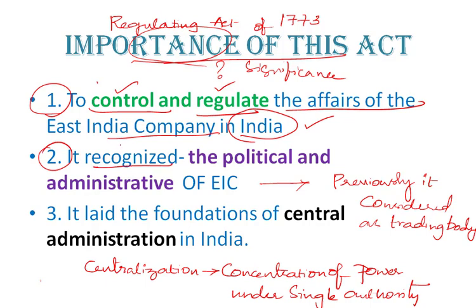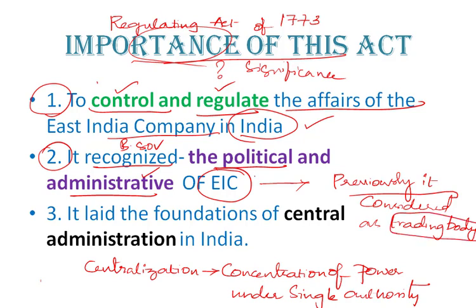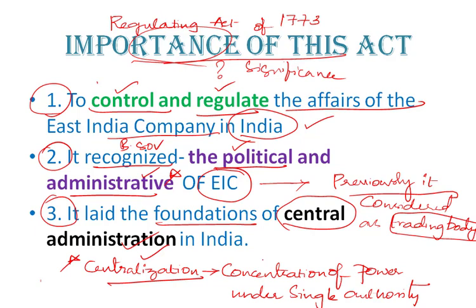The second point is, for the first time, the British government recognized the political and administrative functions of the East India Company. Previously, the East India Company was considered only a trading body. Now, the British Parliament recognized its political and administrative functions also. And the third important point is, the British government laid the foundations of central administration in India. So, centralization started through this act.